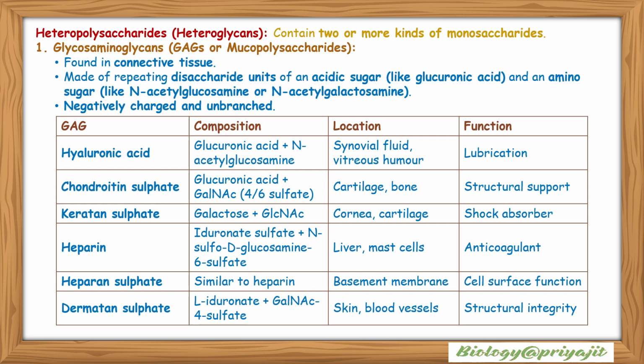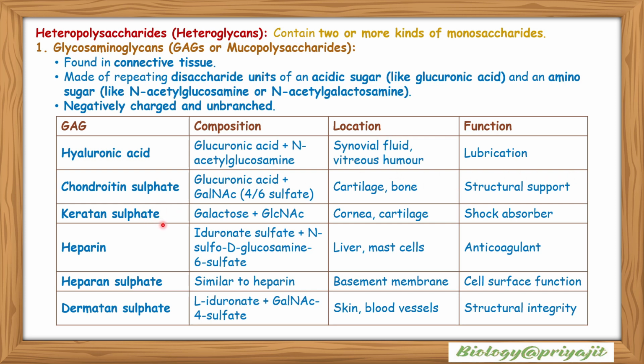The GAGs are the following. Hyaluronic acid: its composition is glucuronic acid and N-acetyl glucosamine. It is found in synovial fluid and in the vitreous humor of the eye. Its main function is lubrication. Chondroitin sulfate is made up of glucuronic acid and N-acetyl galactosamine. It is found in cartilage and bone. It provides structural support.